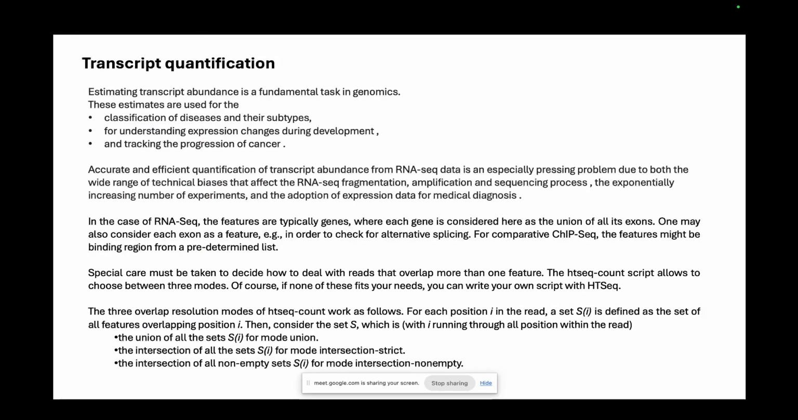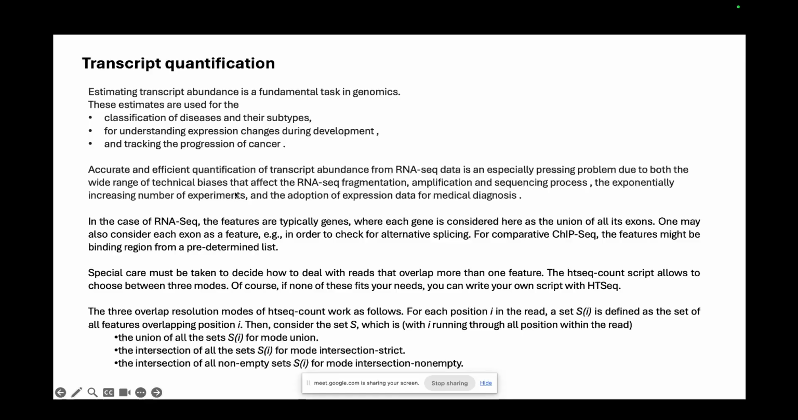So now you have identified the transcripts and which genes they are originating from, and so on. Now what you want to do is try to quantify the transcript amounts in the cell or in your data, right? It is a fundamental task because that will tell you how the gene is getting expressed inside the cell. So in case of RNA sequencing, the features. So let's go from here.